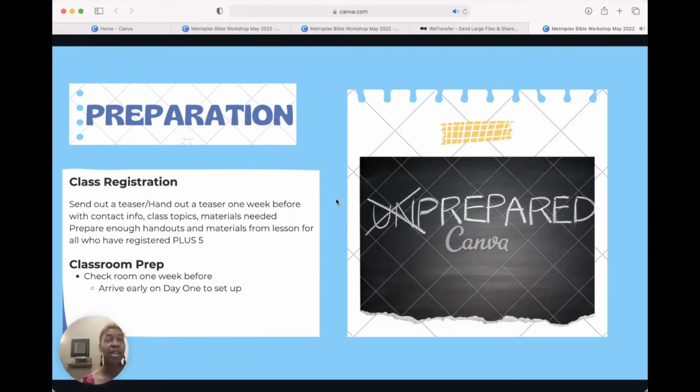And so when you're thinking about that class registration, that number, you probably want to prepare enough handouts and materials plus 5 for people that are going to show up, for people that didn't register ahead of time, to make sure that you have all the materials from the lesson. If you're in elementary, middle, or high, you have those manipulatives, the different things that you might build or cut out for that day, making sure you have a plus 5.